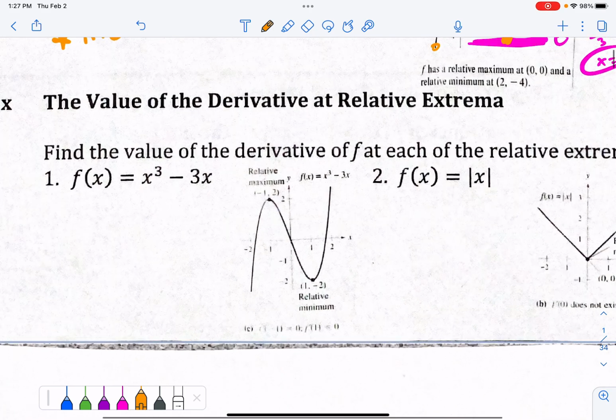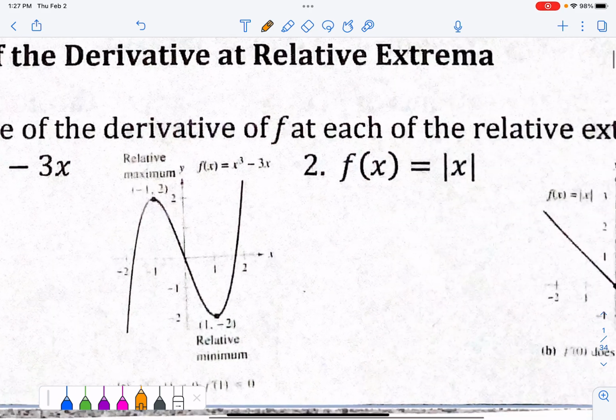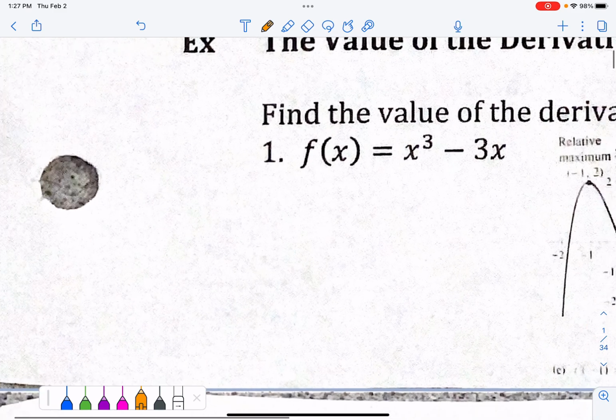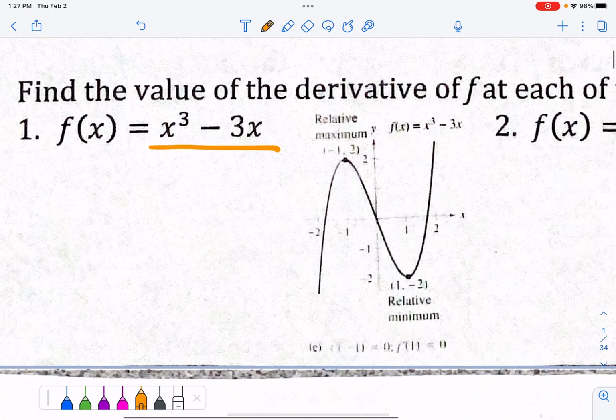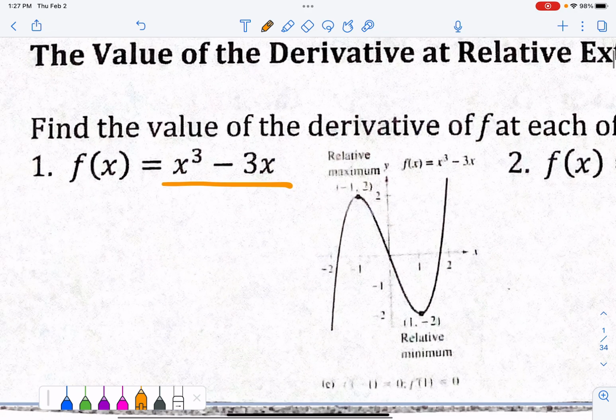Find the value of the derivative at each of the relative extrema. Let's go ahead and take this one and find its derivative. 3x squared minus 3. We're going to set it equal to 0.